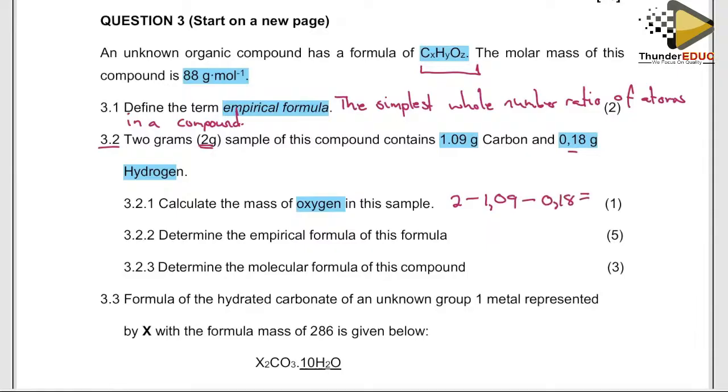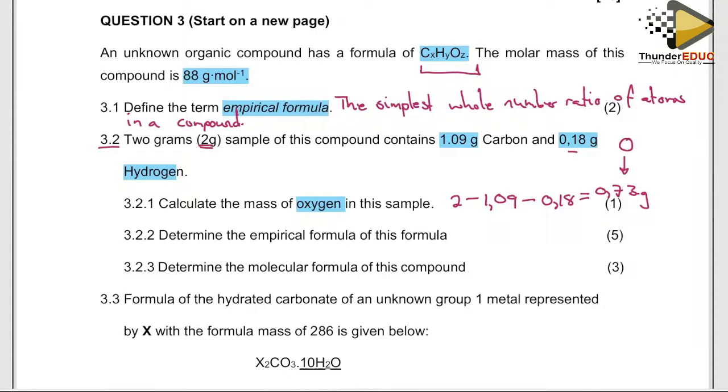Therefore, 2 minus 1.09 minus 0.18, I'm getting a value of 0.73. So my answer there is 0.73 grams. So this is the mass of my oxygen.